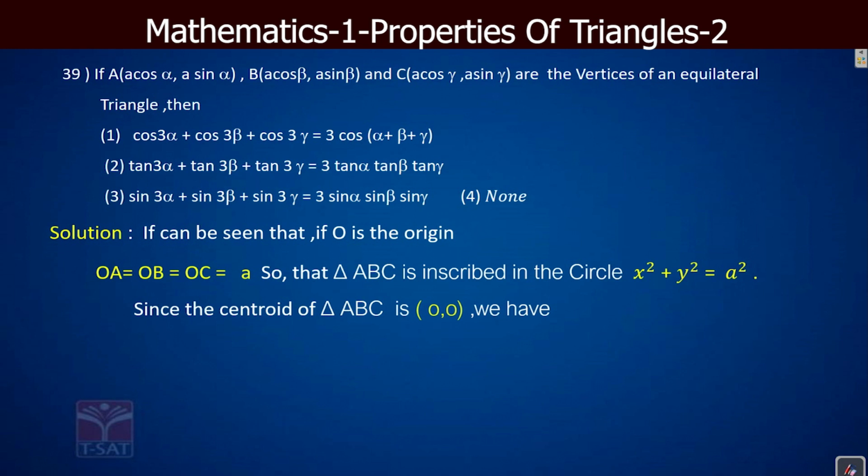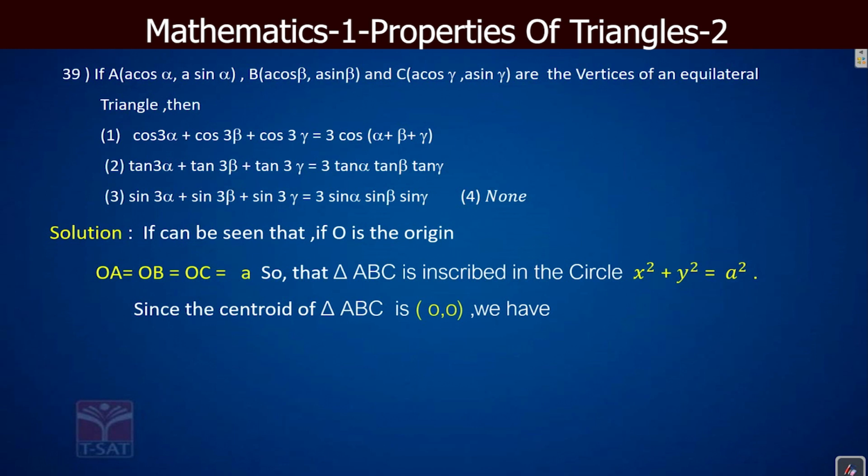You can see the point is A cos alpha, A sin alpha. This is x and this is y. x square plus y square is equal to A square into cos square alpha plus sin square alpha, which is equal to A square. So the triangle is inscribed in the circle x square plus y square is equal to A square, and the center of the circle is the origin.